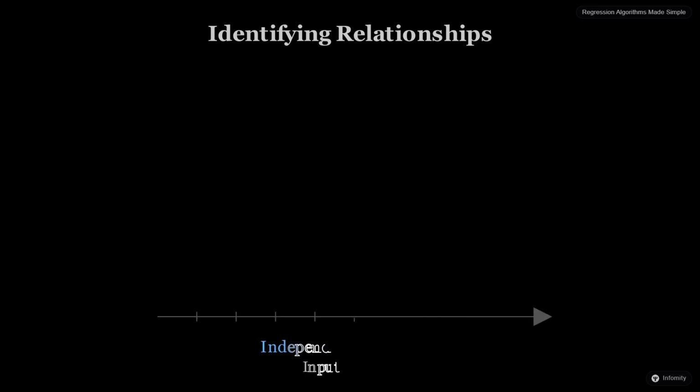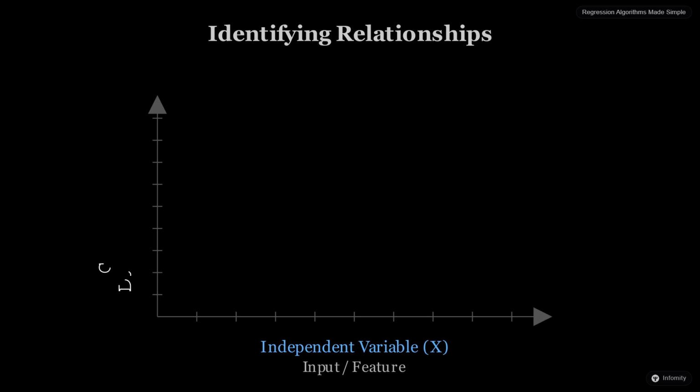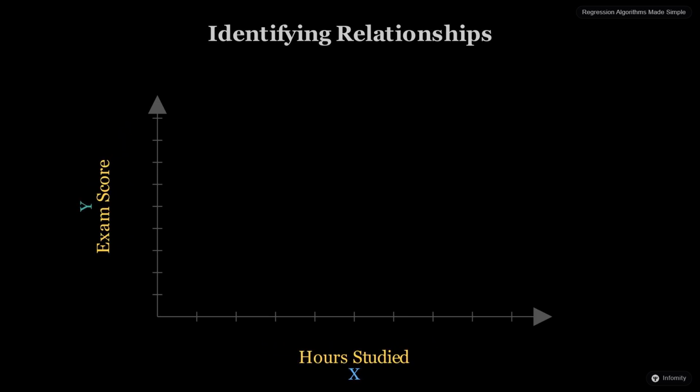To build a regression model, we first need to identify our variables. We have an independent variable, often denoted as x, which is the input or feature we use for prediction. And then we have the dependent variable, y, which is the continuous output we want to predict. For instance, if we're predicting exam scores, the hours studied would be x, and the exam score itself would be y. We are essentially trying to understand how changes in x influence y.